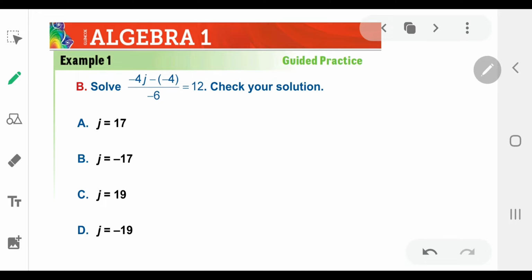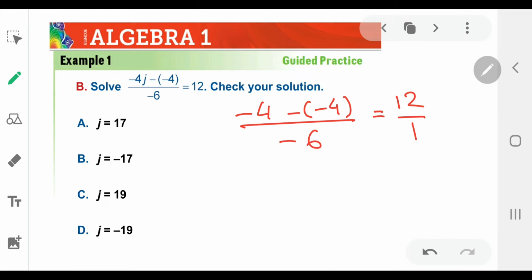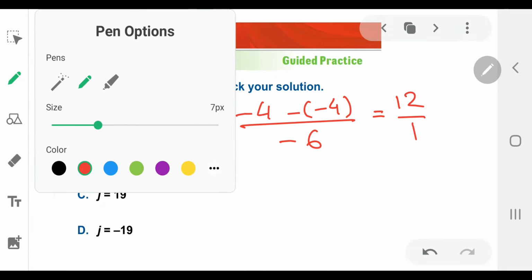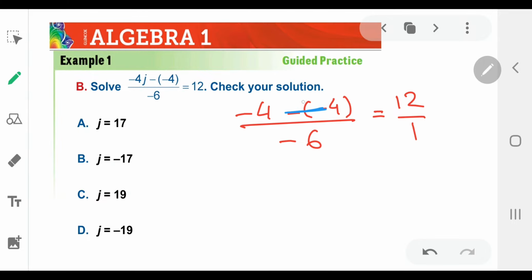Let's move on. Again, we have here many of what we reviewed in the first two examples. We have the double sign rule. We have a fraction form, so we can start by rewriting it as a fraction. We can simplify this minus negative, the two signs together, into positive. So it's actually negative 4j plus 4. Now it's negative 4j plus 4 over negative 6 is equal to 12 over 1.